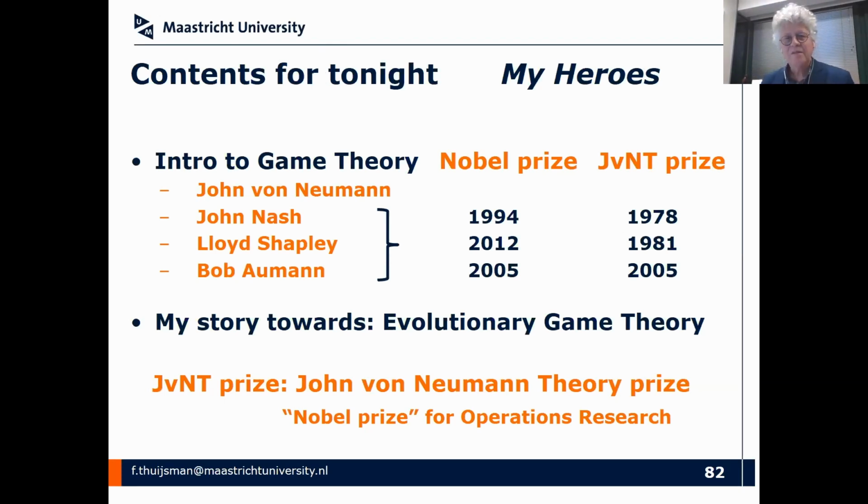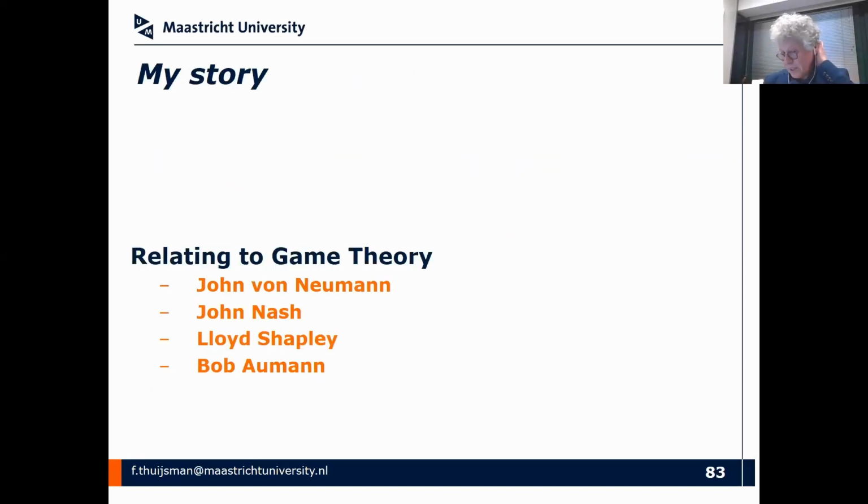So I'd like to give you a little bit of my story, how I connect to these people, and also introduce you to some different areas of game theory that, well, we've seen sharing money, we've seen competition, strategic behavior, and I'd also like to take you 1 step further into evolution. So this is my story of how I connect to the work of John von Neumann, John Nash, Lloyd Shapley, and Paul Baumann in game theory.